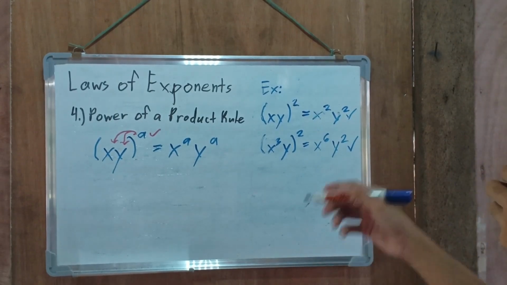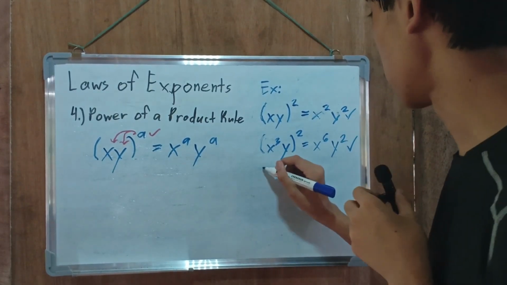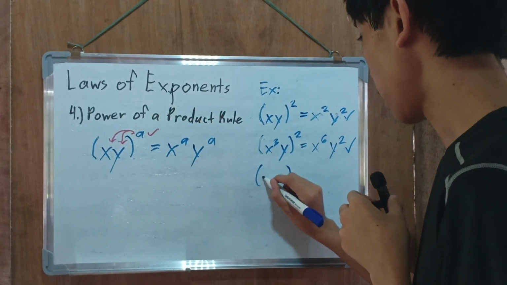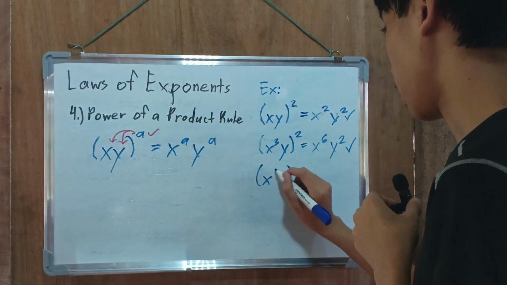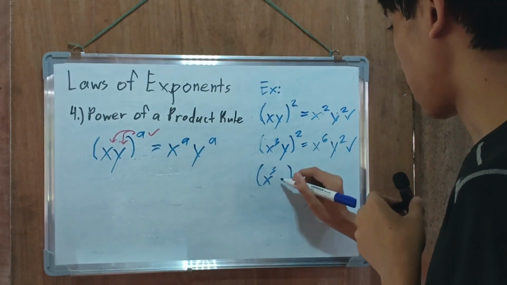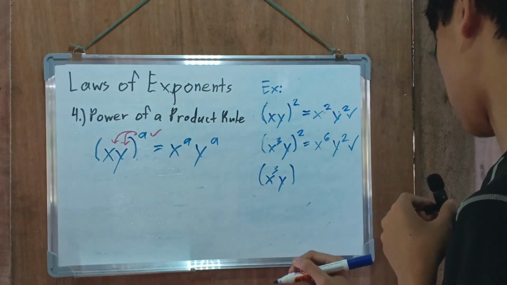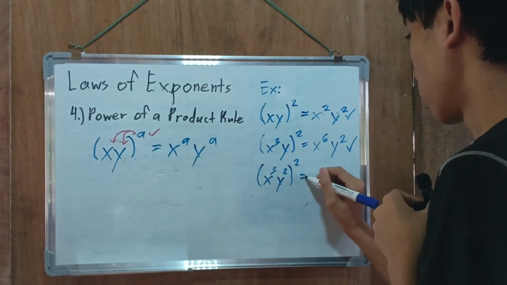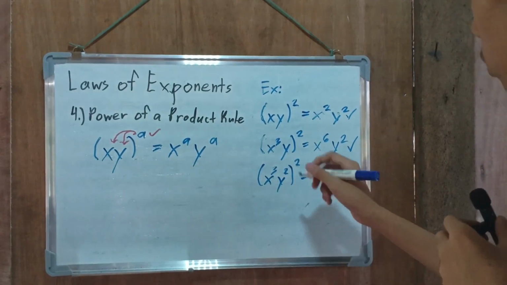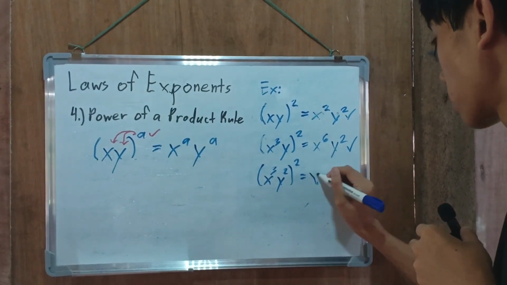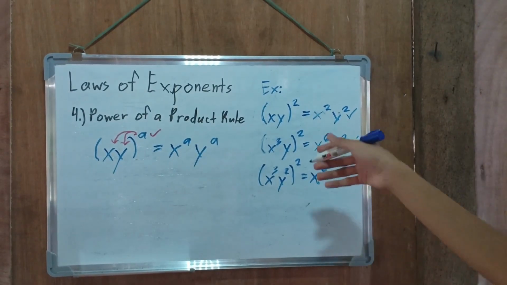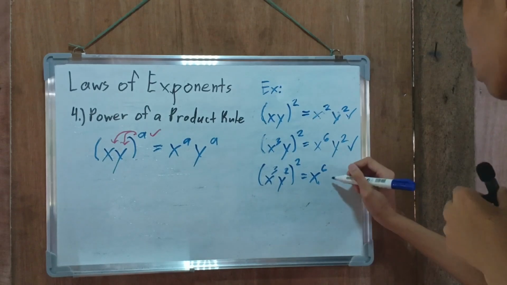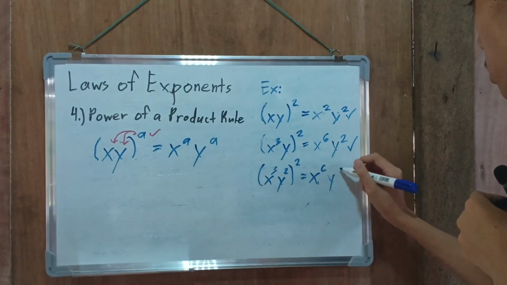Next, what if this is x raised to the third, we're going to use the same example, but y is raised to 2 and this is 2 also. It's still the exact same answer, so we're going to use x raised to 6. Since y has a degree of 2, we're going to multiply it by 2. So this means that y is raised to the 4th power.